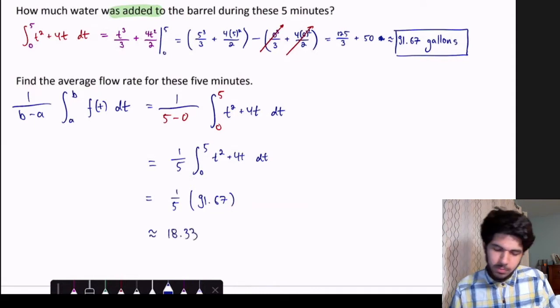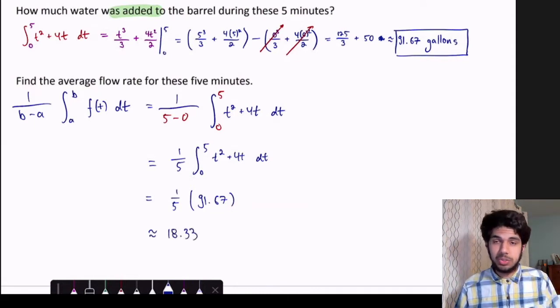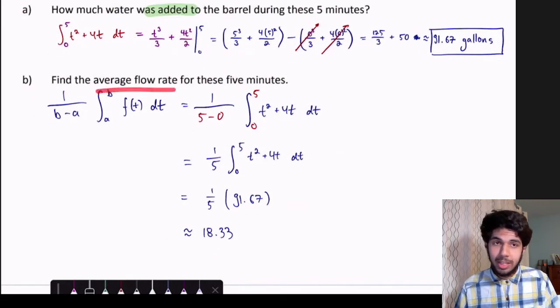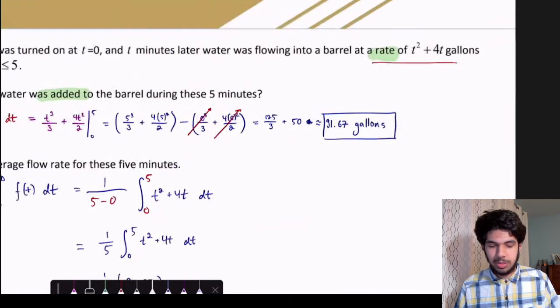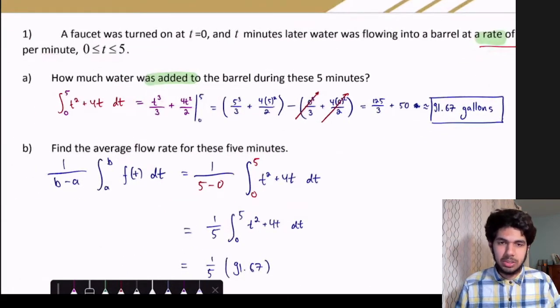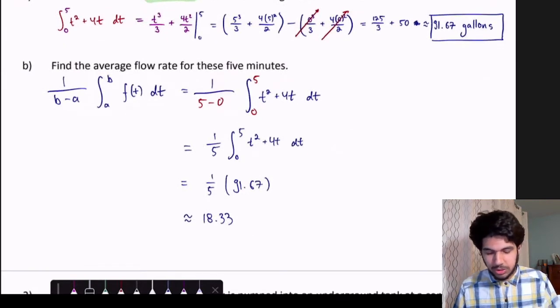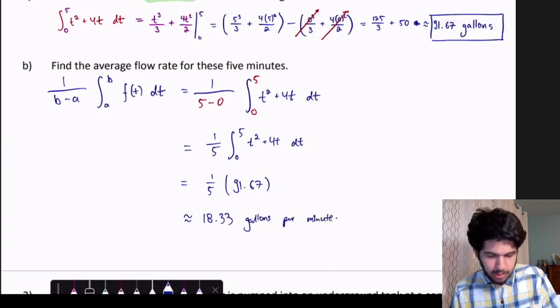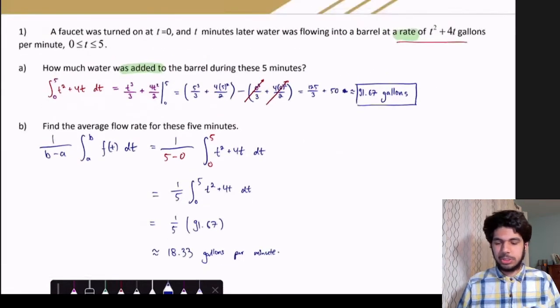1/5 times 91.67, and that'll give us an approximate answer of 18.33. Again, we need the correct units here. So now we're talking about average flow rate. So we're dealing with a rate, which is in gallons per minute. So we're going to use those same units because we're still talking about rate. So this would be gallons per minute. And that's the end of this first question.